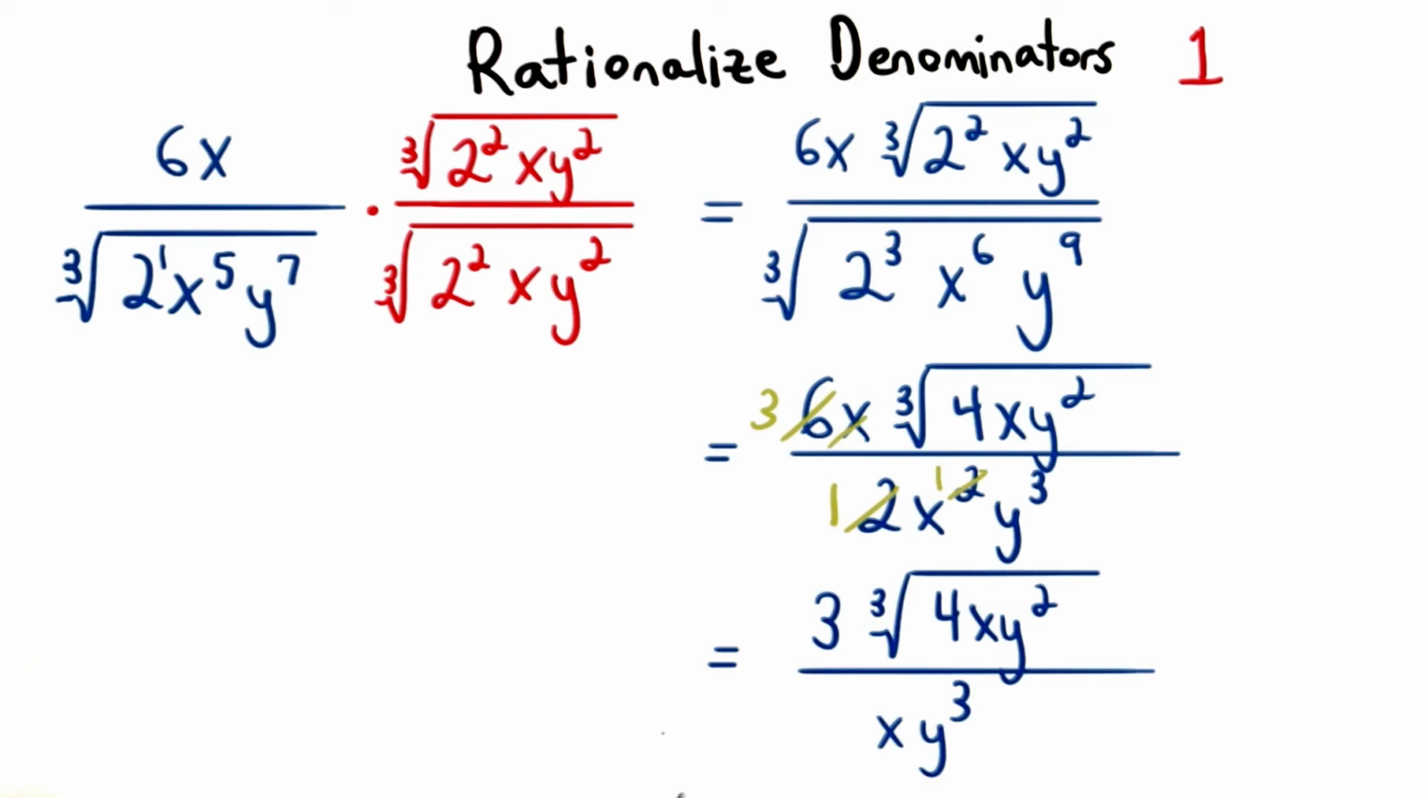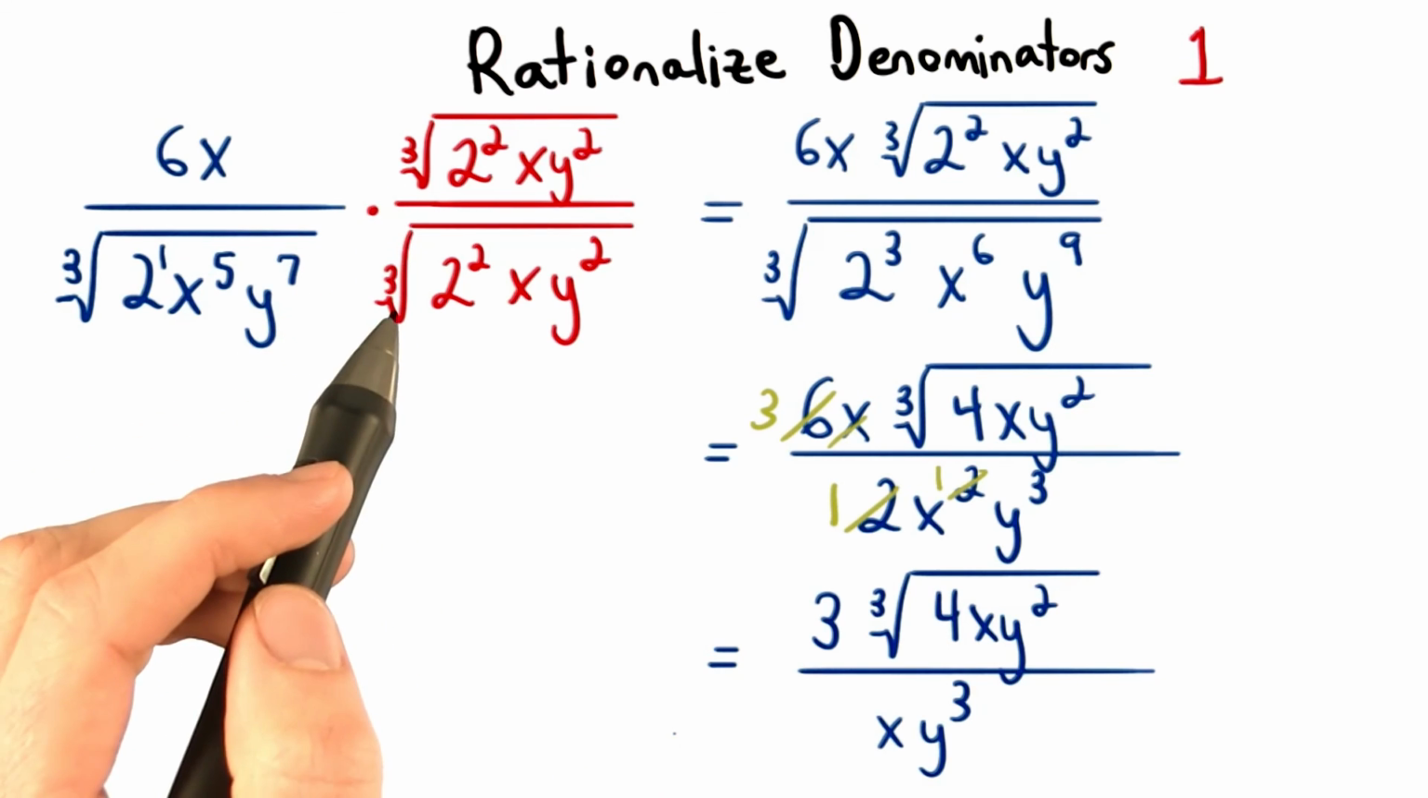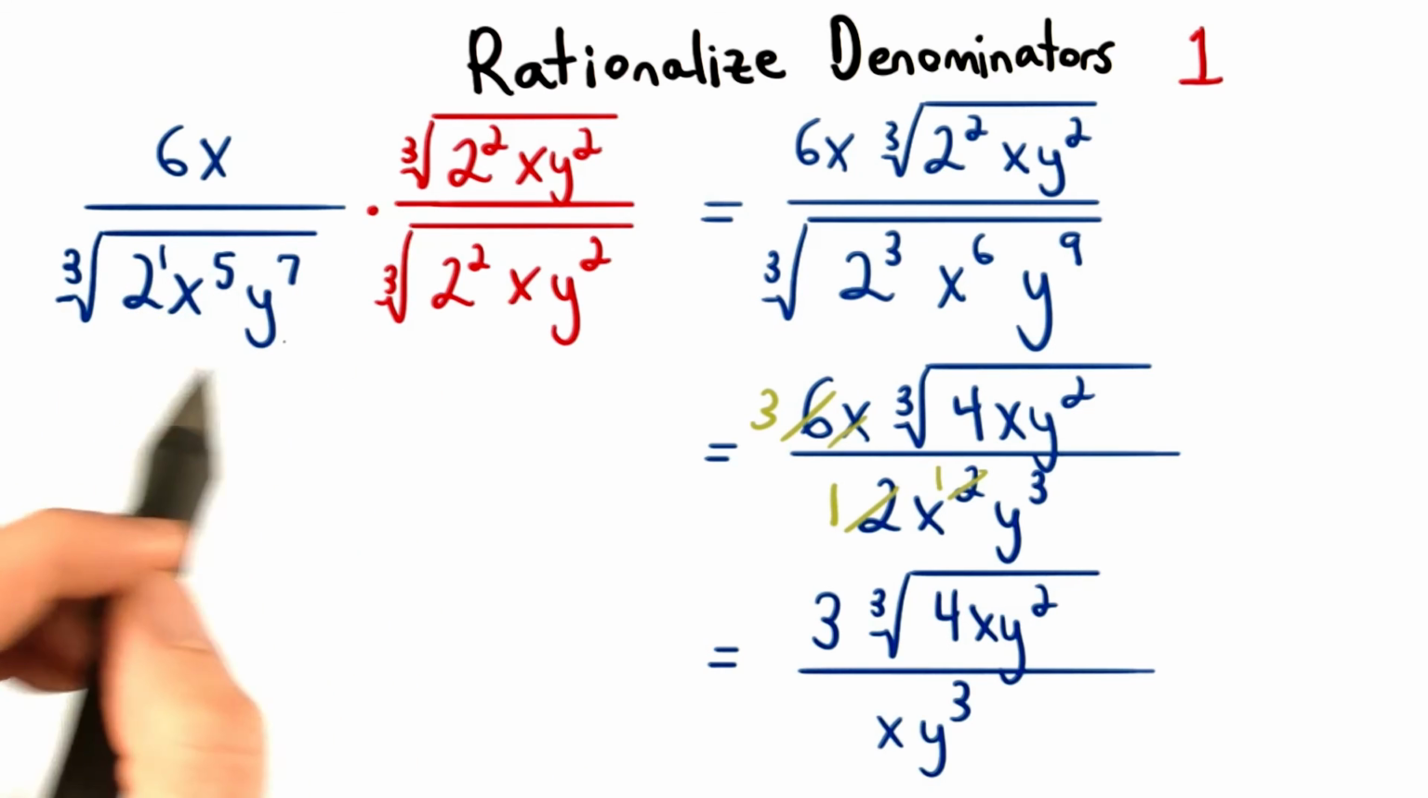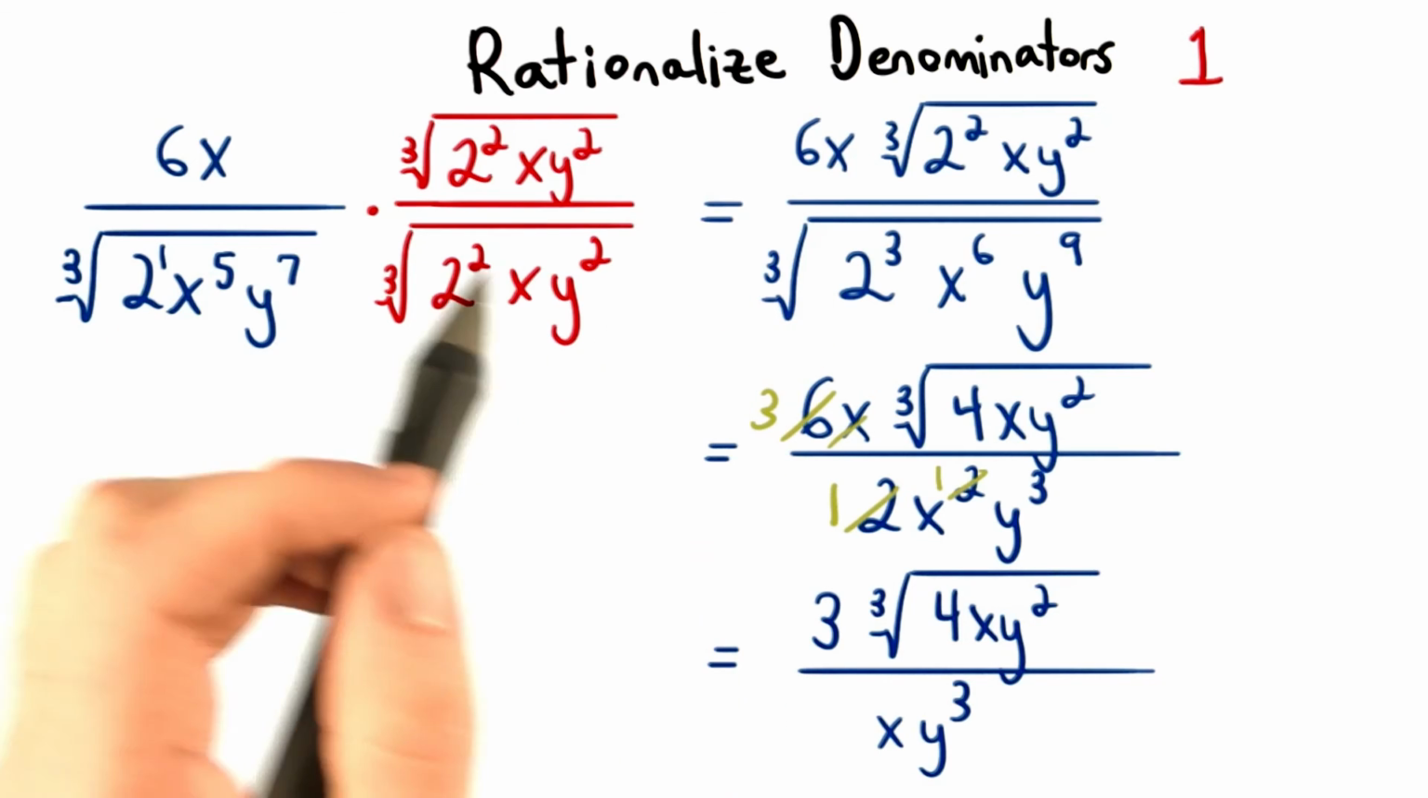Now, the hardest part to this problem is understanding what to multiply by here. I think if you start by figuring out what your denominator should look like, you'll get there more quickly.